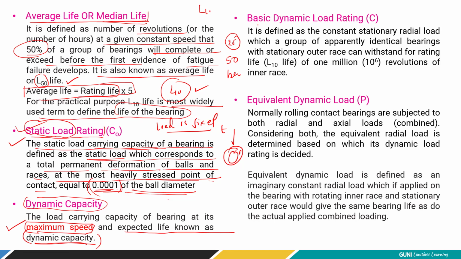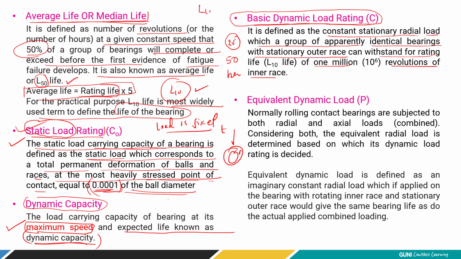Now the another term is basic dynamic load rating. I know, students, it is getting a little bit confusing because the term itself is confusing, right? But let me put it in a simple way. Basic dynamic load rating is defined as the constant stationary radial load which a group of apparently identical bearings with a stationary outer race can withstand for a rating life of 1 million revolutions of the inner race.